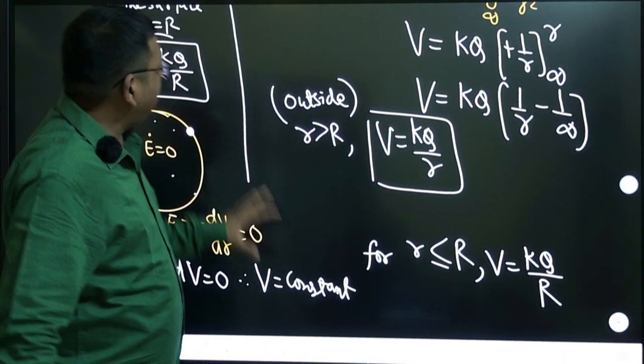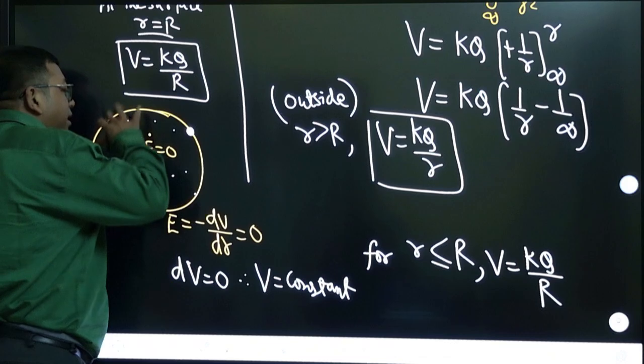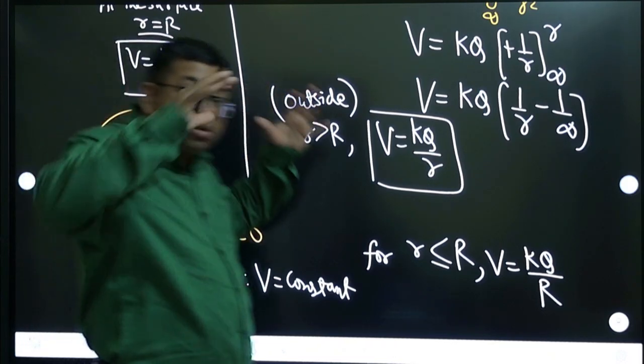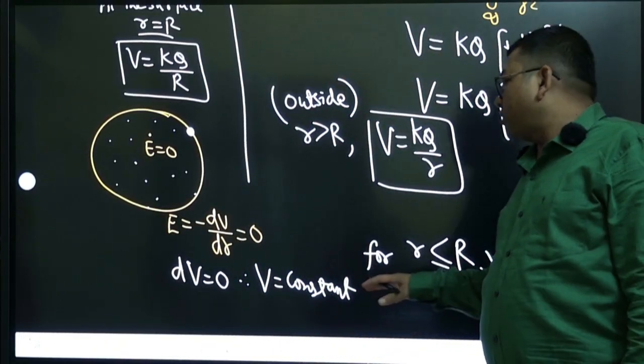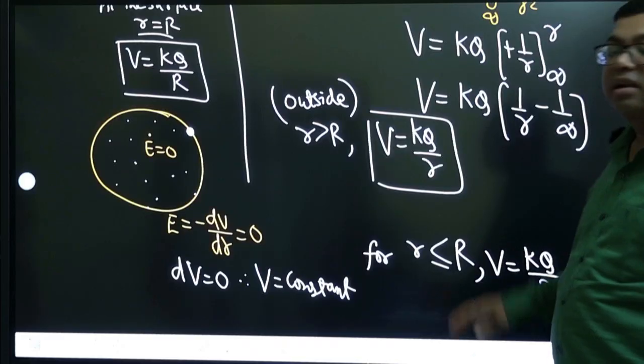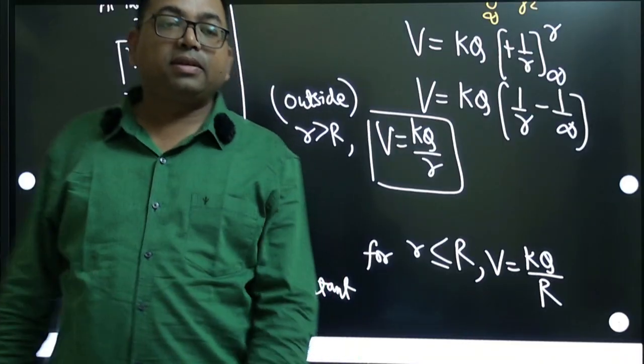So the potential on the sphere and also at every point inside is going to be constant throughout the whole region. That potential is kQ by capital R, where R is the radius of that sphere. Are you clear about that? Yes.